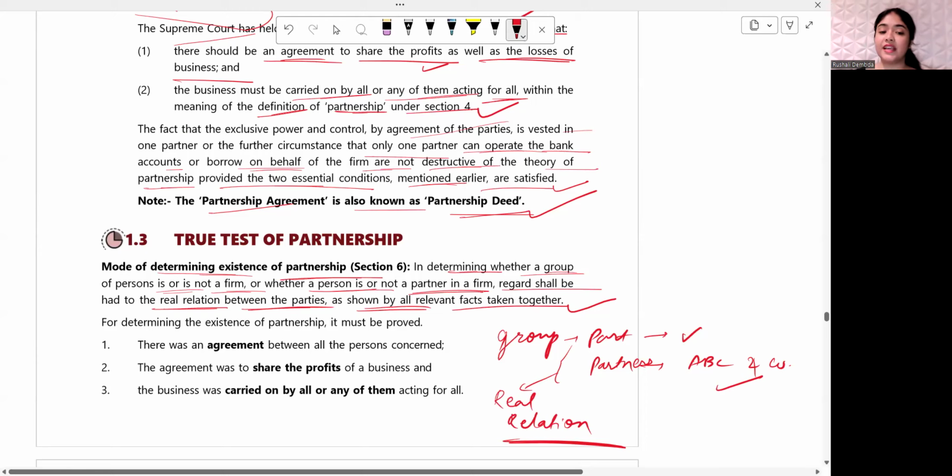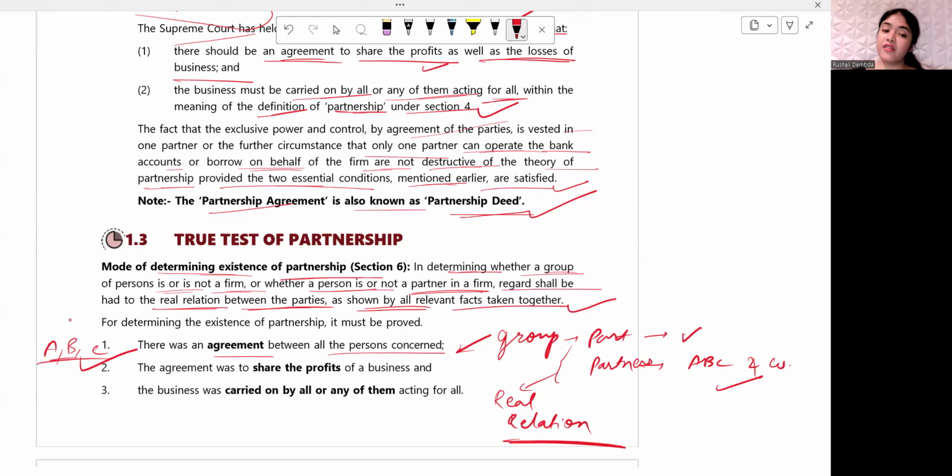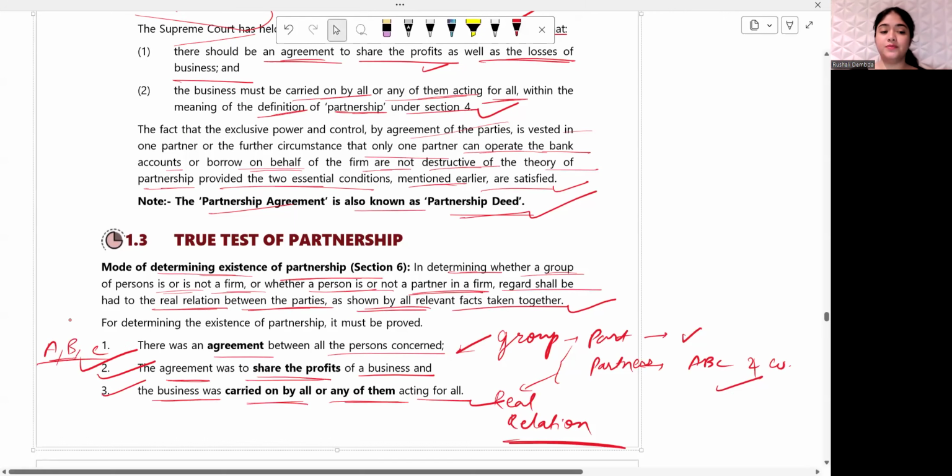So whatsoever supporting documents they are giving us, from that we'll be checking, is it actually a partnership business or not? For determining the existence of partnership, it must be proved there was an agreement between all the partners concerned. So we have to see if there was an agreement between all the partners concerned. ABC and company, so all the partners A, B and C have an agreement made where all of them have given their approval. Agreement was to share the profits of the business. Agreement should contain that they are going to share the profits of the business. Business was carried on by all or any of them acting for all. Same points they have repeated again, that there should be an agreement to share the profits. It should be carried on by all or any of them acting for all. Okay.